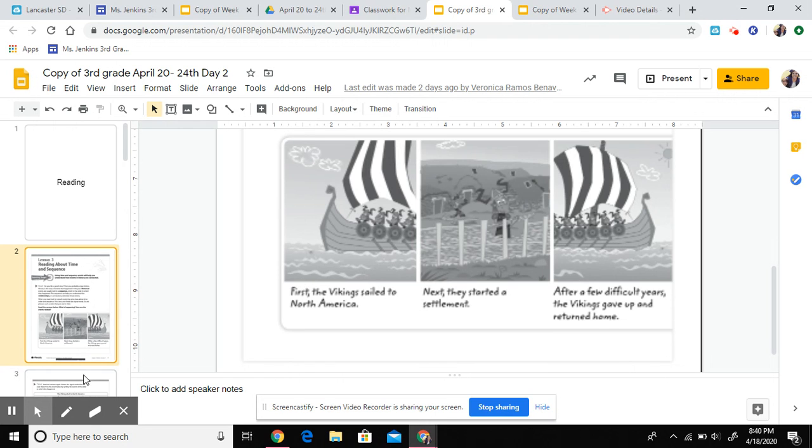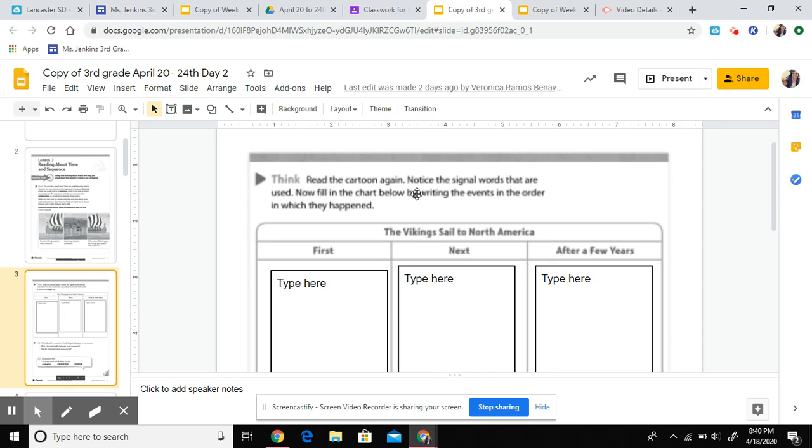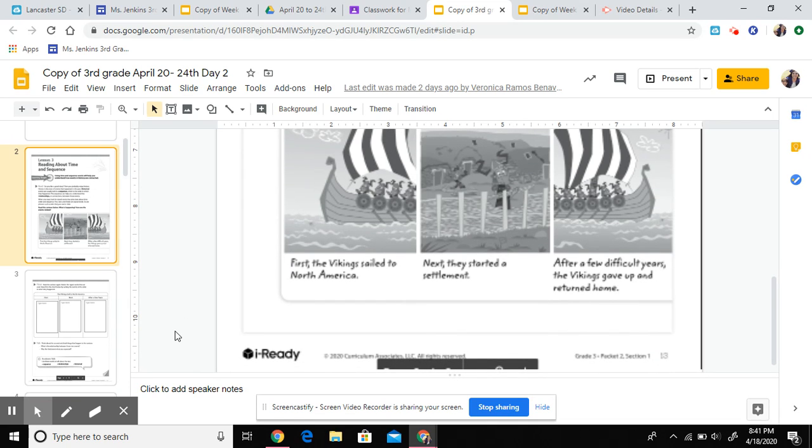So read the cartoon again. Notice the signal words that are being used. Now fill in the chart by writing the events in the order in which they happened. So first, the Vikings sailed to North America. First would be your signal word. Next, they started a settlement. So next would be your signal word. And then after would be your next signal word.